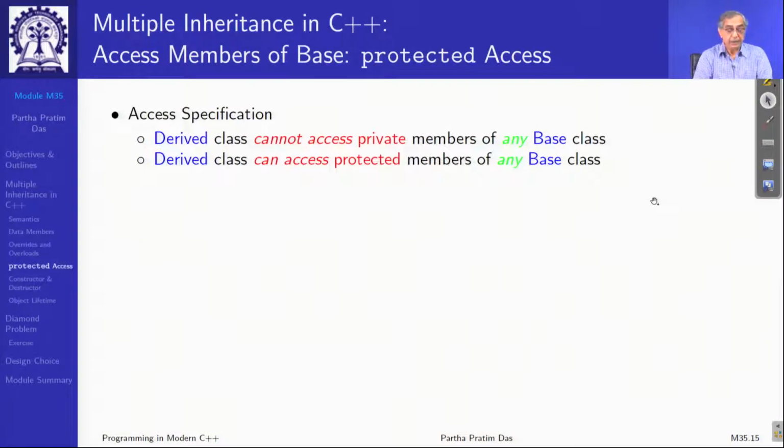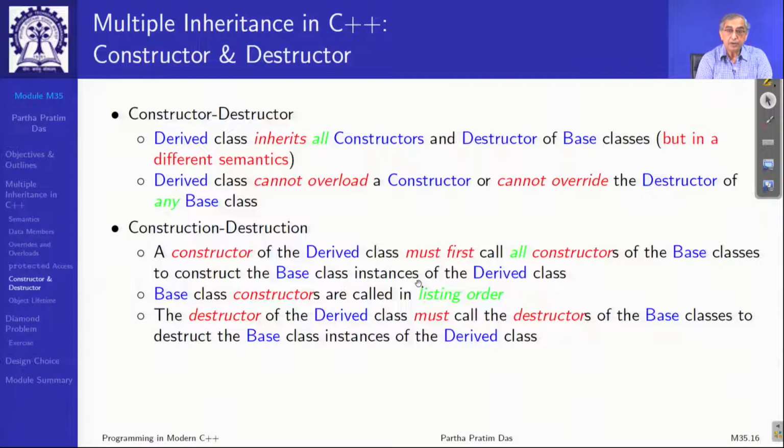Now, in terms of access specification, it is simple that private members of base classes cannot be accessed, protected members can be accessed by the derived class. There is nothing new. In terms of construction and destruction, the derived class will inherit all constructors, it should be able to call all constructors, but it may be in a different semantics because it has to build that object inside its own space. It cannot overload a constructor or override a destructor of any base class, you already understand that.